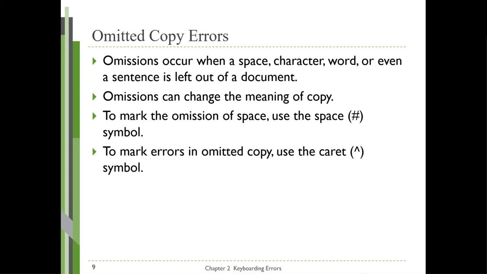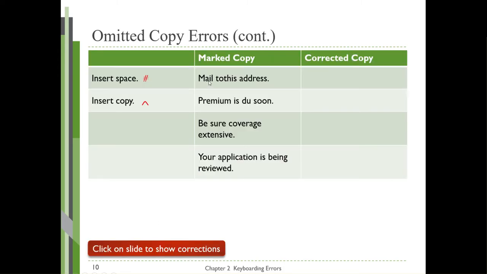To mark the omission of space, use the pound sign. To mark errors in omitted copy, use that upper caret symbol. So insert a space, mail to this address. So we want to put like a little symbol right there. And then insert copy, we are missing a letter then, right? Premium is due, D-U-E, soon. Be sure the coverage, that's the upper caret, is extensive.